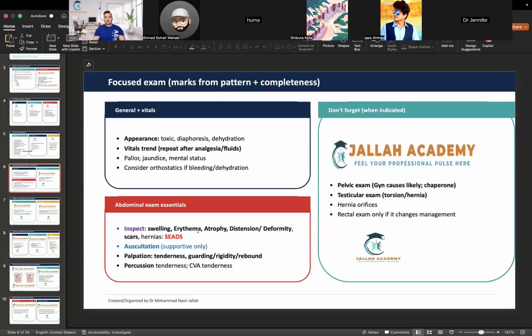Then palpation: tenderness, guarding, rigidity, rebound, then percussion. Don't forget the pelvic exam, gynae exam, same as when we discussed ectopic pregnancy. Testicular exam for torsion, hernia orifices, and rectal exam only if it changes management. You just mention it if you have to do it, but we never do it. We never ever do it. So the patient requires a digital rectal exam, but I'm skipping it. But it doesn't mean you don't have to mention it. If it is required to be done, you just speak it up, okay?